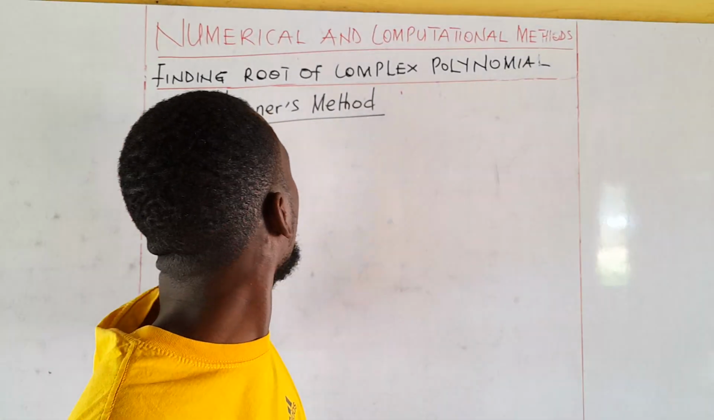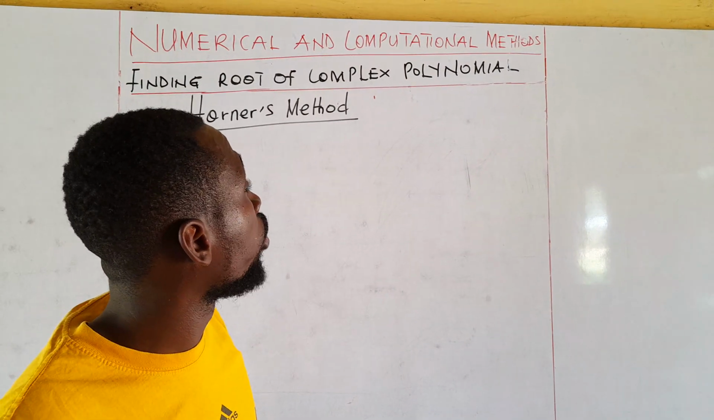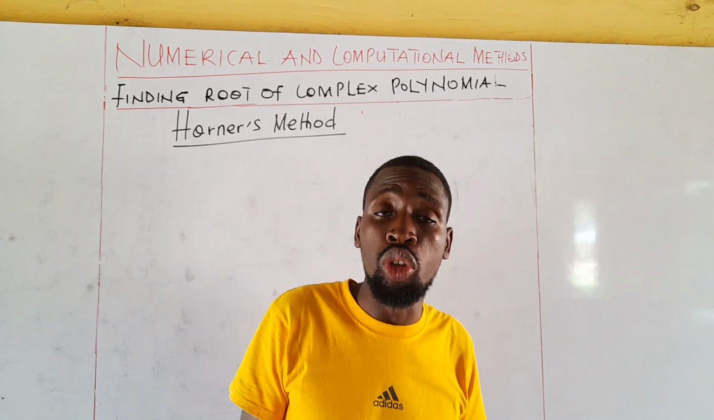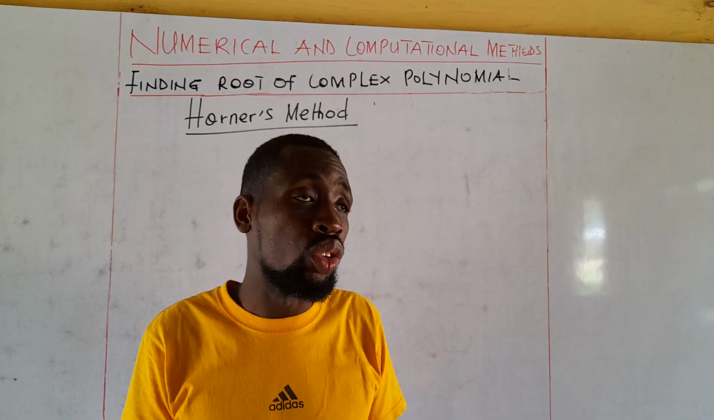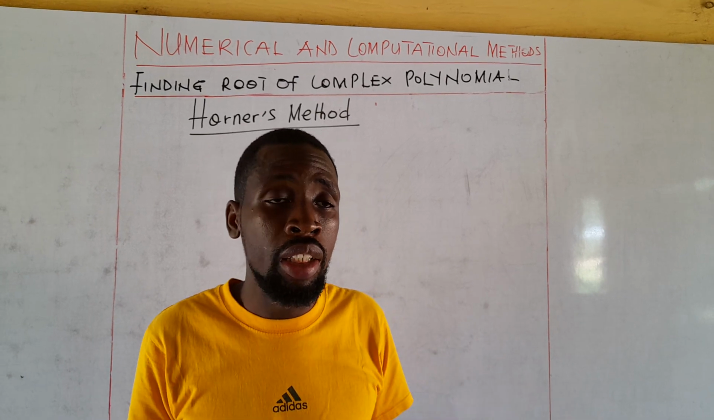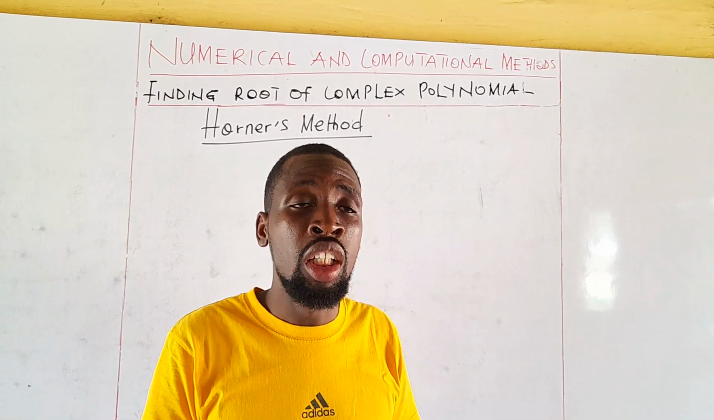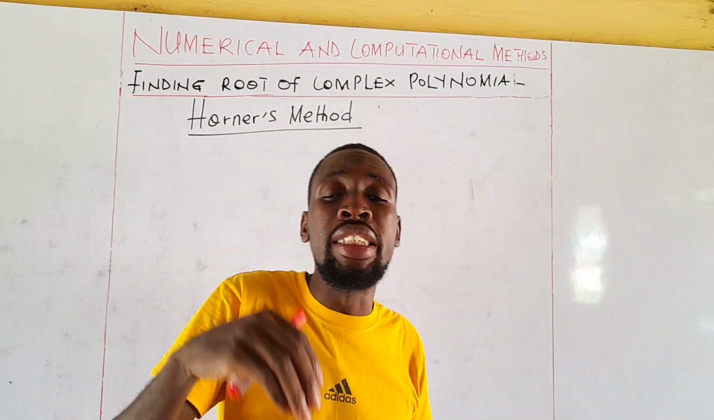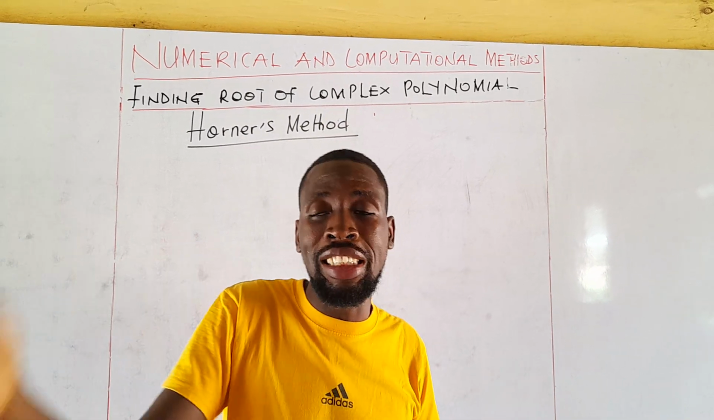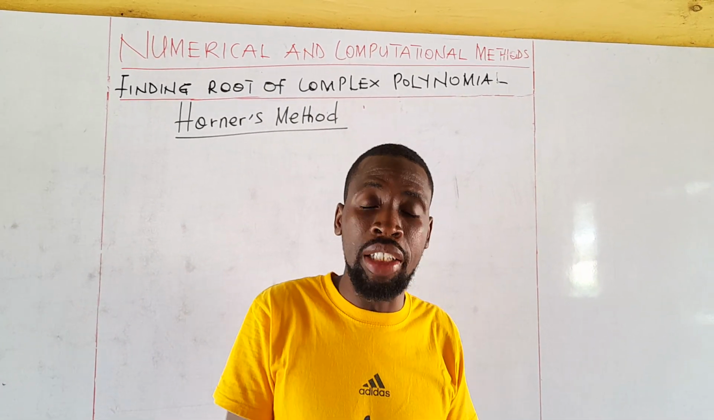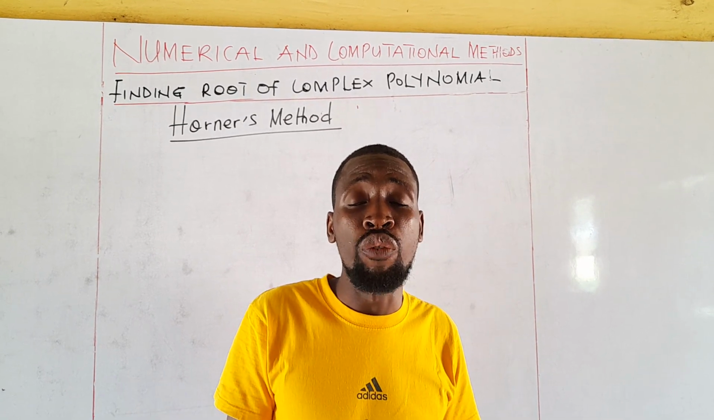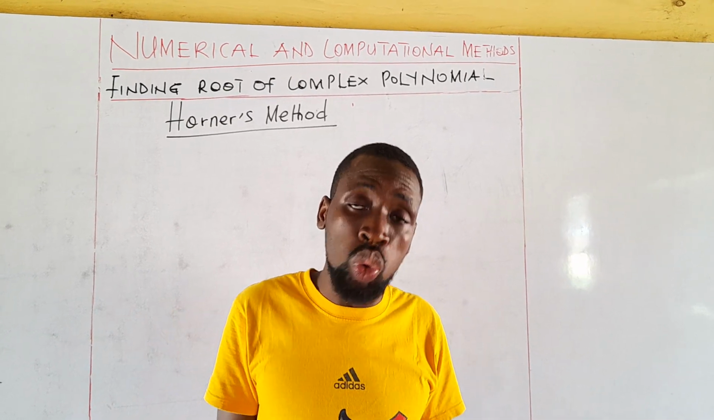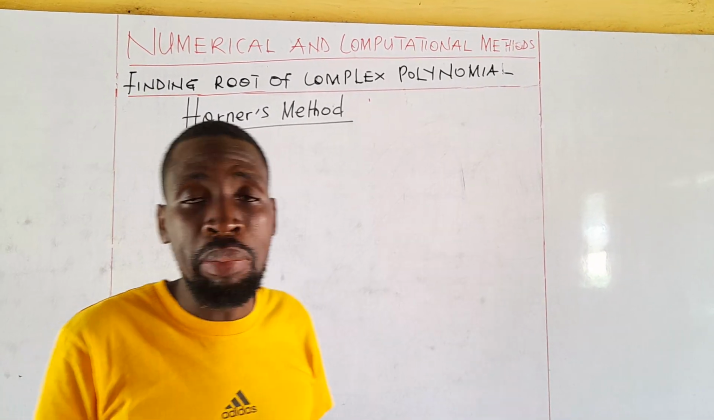Today, we are still on finding roots of complex polynomial functions. We said that when we are asked to find at least one root for a complex polynomial function, a lot of methods are used. We have the bisection method, the method of successive approximation, the false position method, the Newton iteration method, Horner's method, the secant method, among others. Please check out my videos on how to find at least one root for a complex polynomial function using all the other methods. Today, our attention will be on Horner's method.